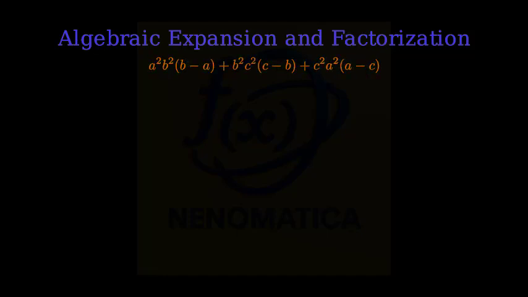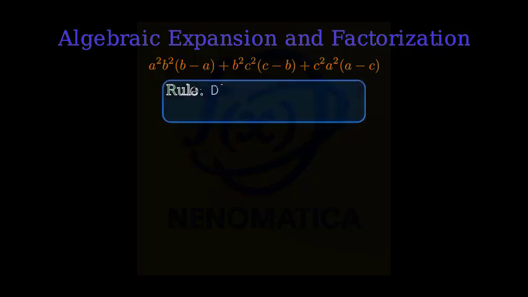We have a squared times b squared times (b minus a) plus b squared times c squared times (c minus b) plus c squared times a squared times (a minus c). In our first step, we'll expand each term separately. Let's start with the first term.